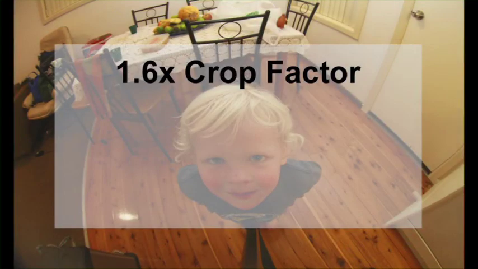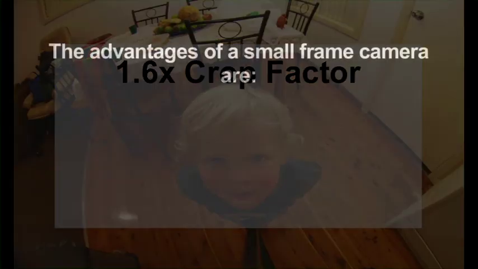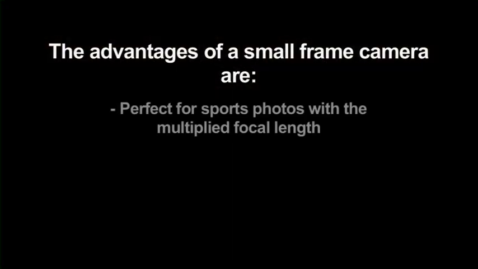The small frame has a crop factor of 1.6 and it actually magnifies your shots. So when you're shooting with a 50mm lens, it will be the same as an 80mm lens. Small frame cameras are perfect for sports as this magnification turns a 200mm lens into a 320mm lens.